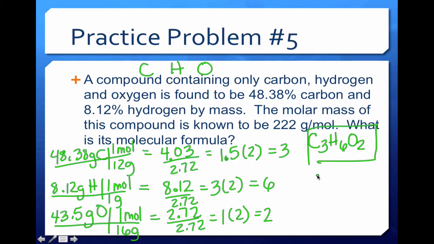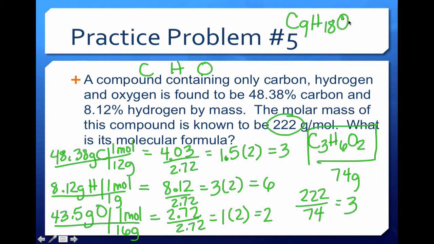My molecular formula, I need to figure out my mass first so that I can get there. If I add each of these up, I end up with 74 grams. So 3 carbons plus 6 hydrogens plus 2 oxygens gives me 74 grams. They told me in the problem the molar mass is 222. So 222 divided by the 74 of my empirical formula gives me an answer of 3. That means I have to take each of these subscripts and multiply it by 3. So my final answer would be C9H18O6. That is the molecular formula for this compound.